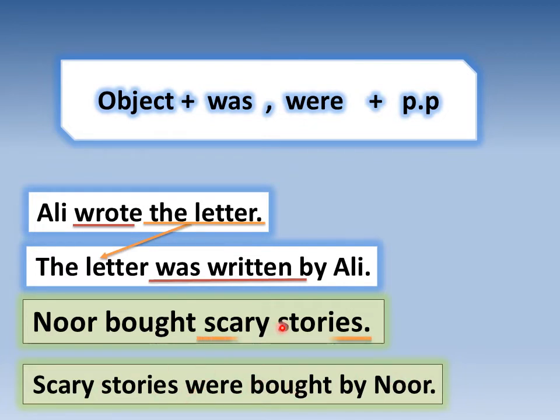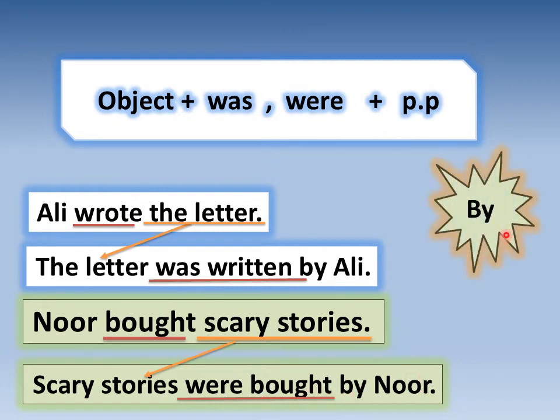Now I put the object at the beginning of the sentence. Then I will change the form of the verb into were bought, because I used were here since scary stories is plural, okay? The object is plural, so I used were. Were bought by Noor. You are free, students, to use by Noor or by Ali. It is up to you. Both of them are correct, whether you use it or not.